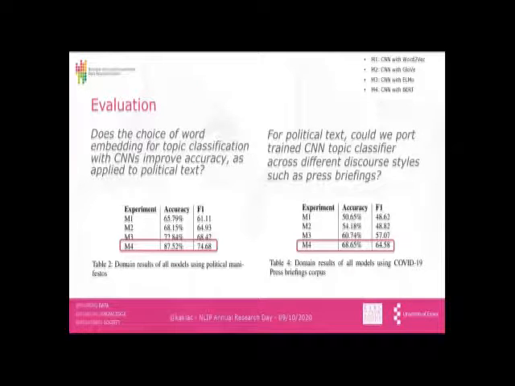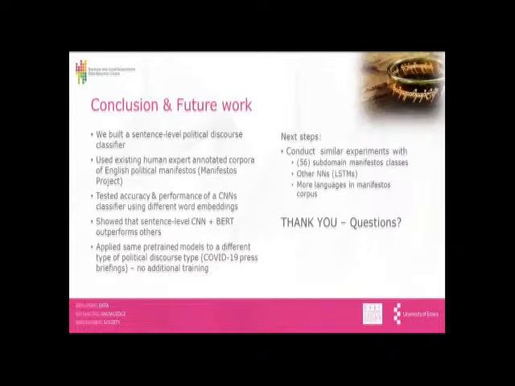So in the first question, does the choice of word embedding for topic classification as applied to political text improve it? We see that experiment 4, M4, which includes the neural network with the latest word embeddings, shows a lot of accuracy and improvement there. For the second research question, we see that it is possible to port this trained classifier across the different discourse styles, but there has been a loss of accuracy as expected because the domain is slightly different.